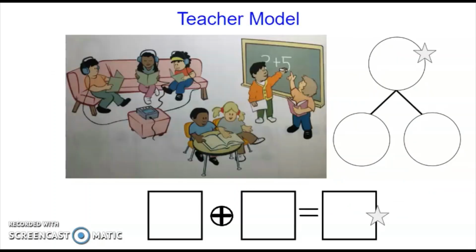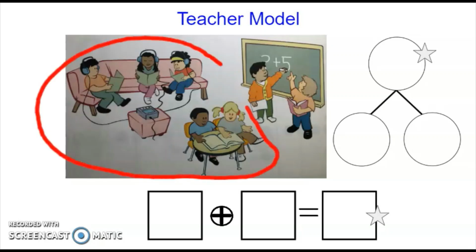For this teacher model, I'm going to go ahead and show you how I can notice 5 groups in a bigger number in order to count more efficiently and more quickly. Let's take a look at the photo. I noticed that 2 friends are standing and I noticed that 5 friends are sitting down. Let me go ahead and circle this in the photo to show you. I see 5 friends right here sitting down. And so I'm going to go ahead and write that down as one of my parts.